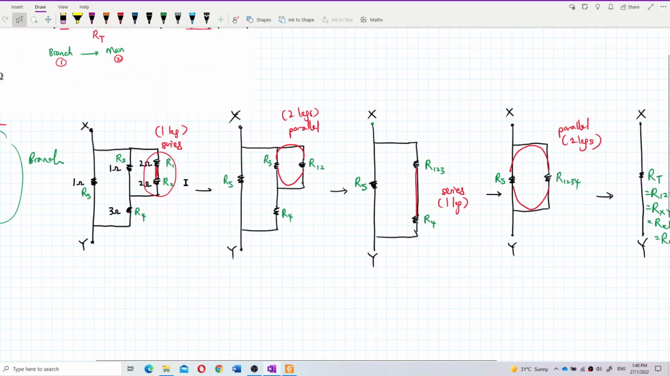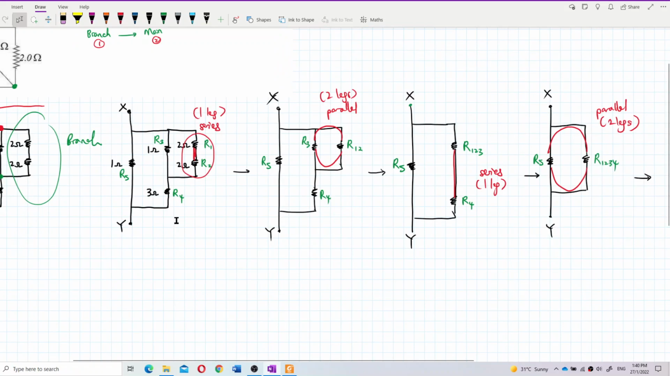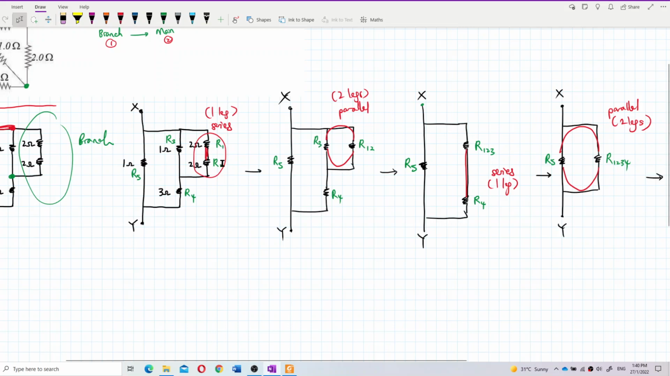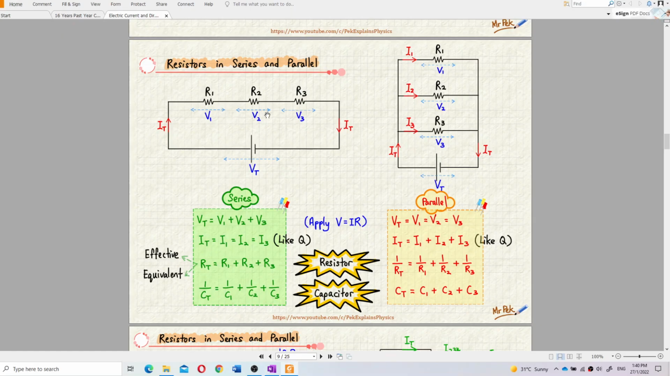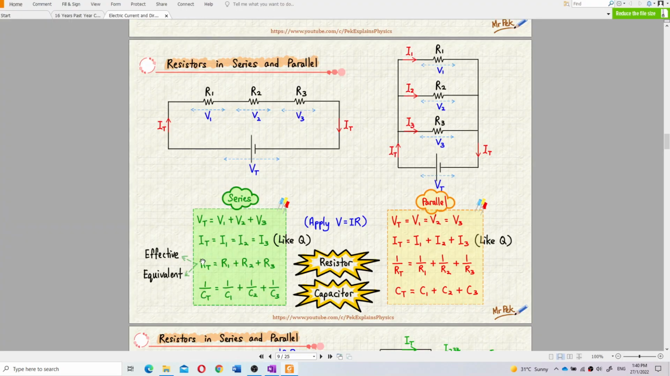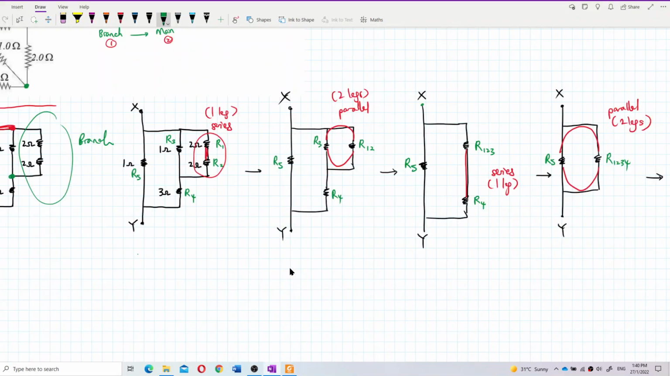Okay, let's do it now. Let's total all the resistance. R1 and R2 first. R1 and R2 are in series, right? Resistance in series becomes a bigger resistance, so it's plus. Write it down: R12 is R1 plus R2. This one is in series, so they total up. So it becomes 2 plus 2, which is 4 ohm.